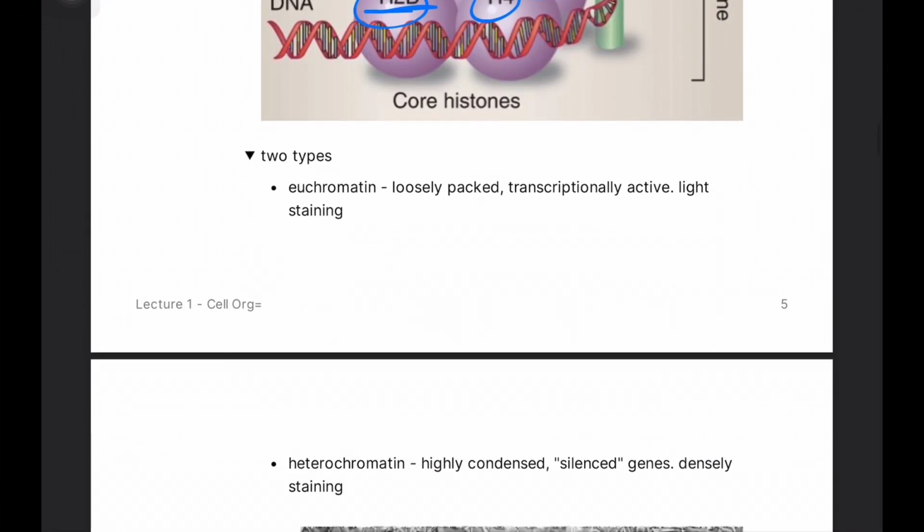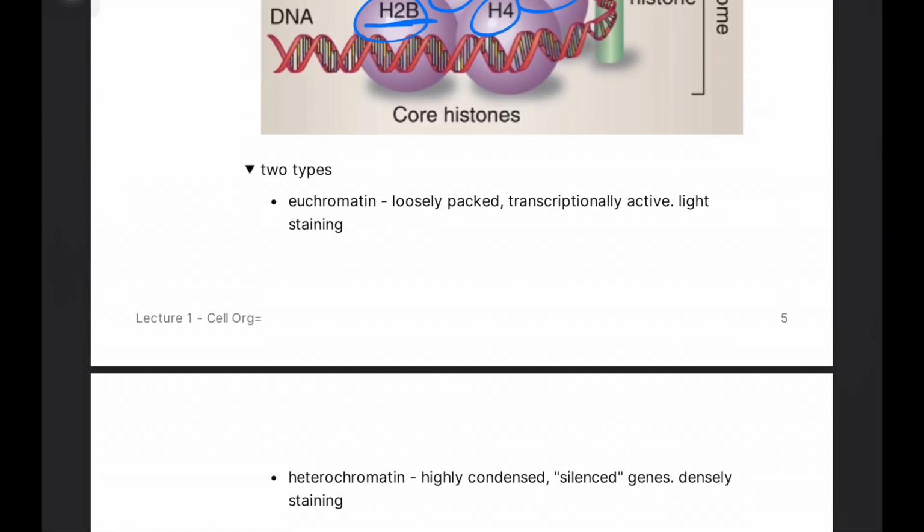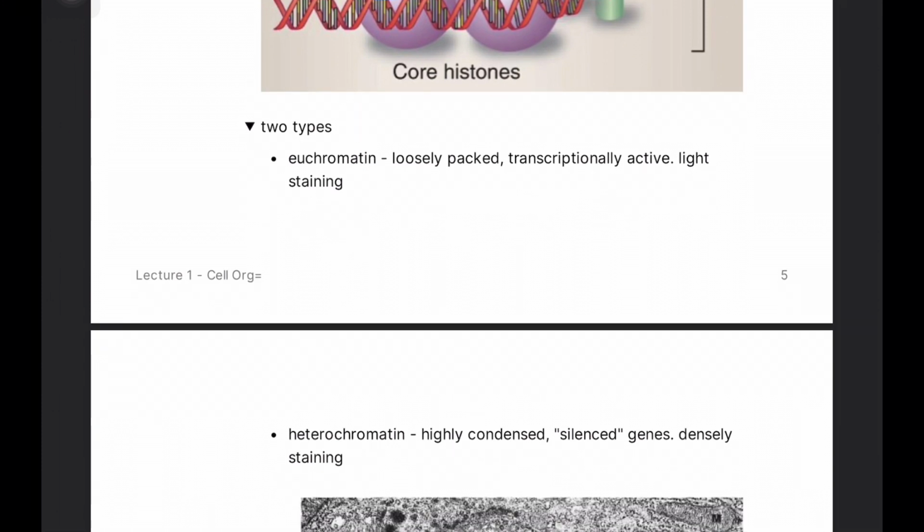I don't know, right? If you have time, obviously try to memorize all of that information because everything is technically testable, right? You have your two types. You have your euchromatin, heterochromatin.